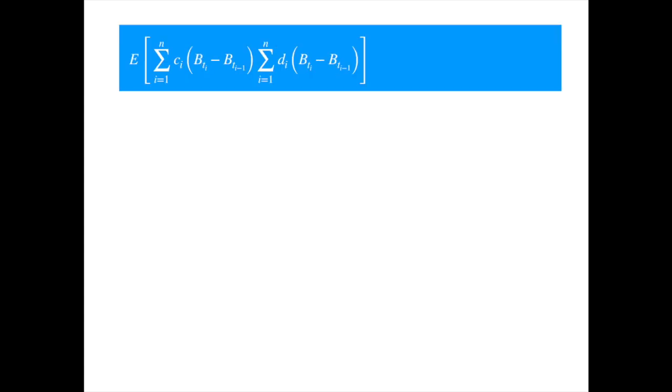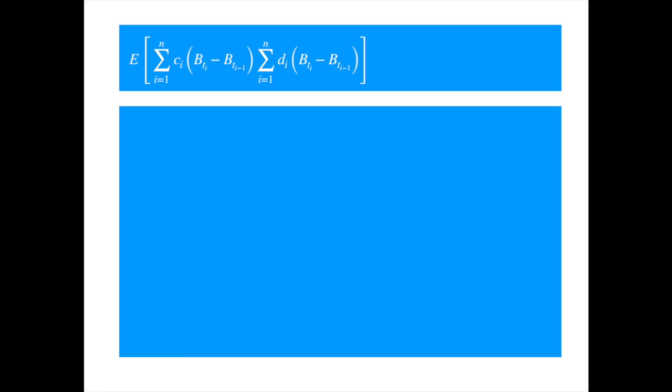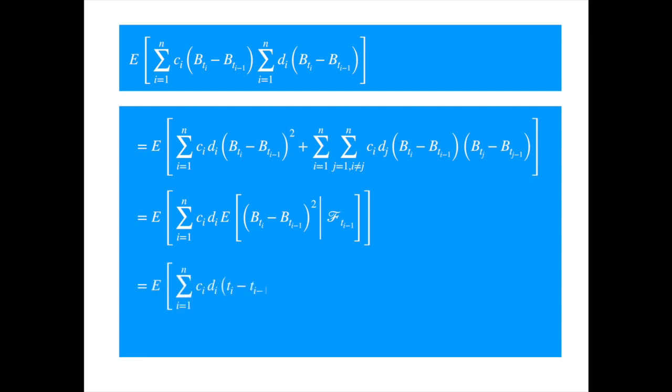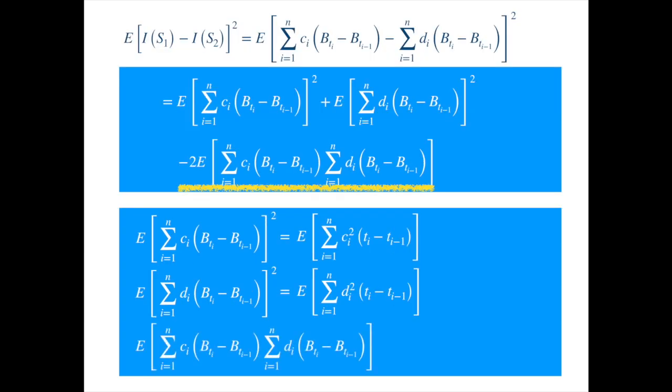Now, let's simplify the third term. Splitting it into the matching indices and non-matching indices terms, we get. Now, the non-matching indices term is 0 because the Brownian motion increments in disjoint intervals are independent. The first term, using iterated expectation and the non-anticipating property of c and d, becomes. And we know the expected value of the square of Brownian increments, so we get. Let's take this to the summary. Now, we can make the substitutions to get.